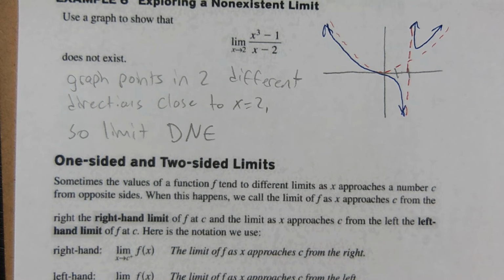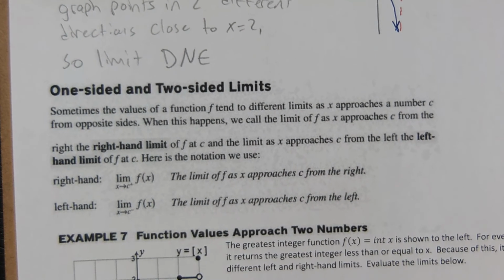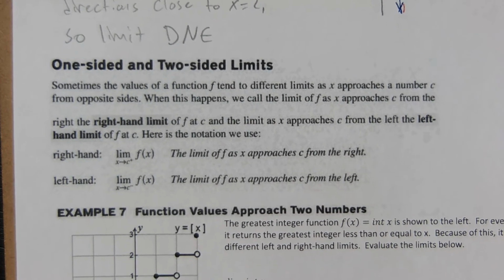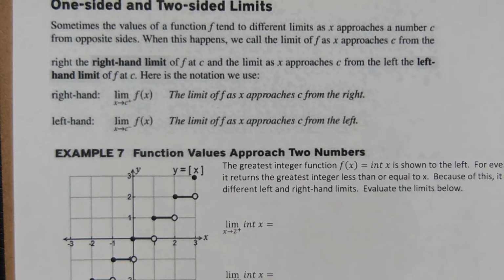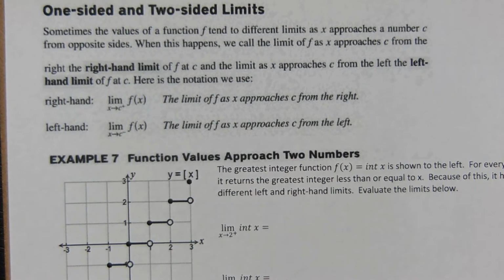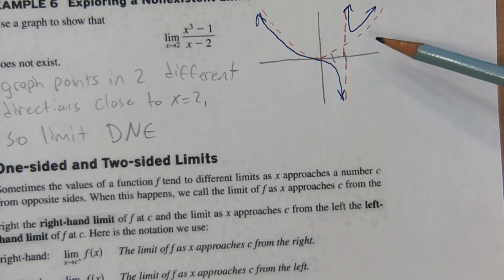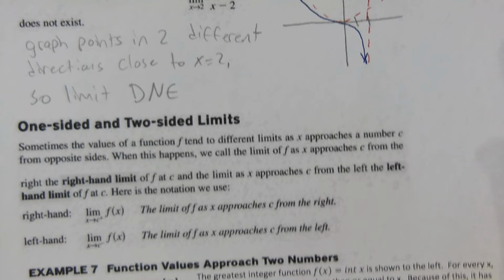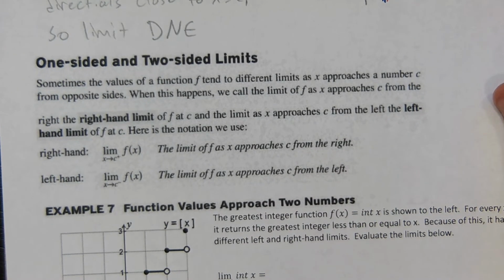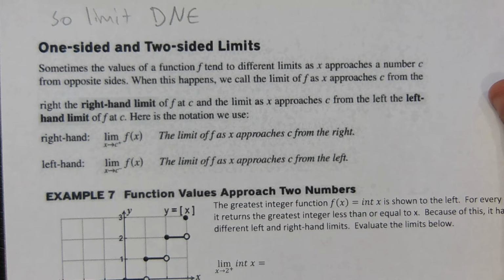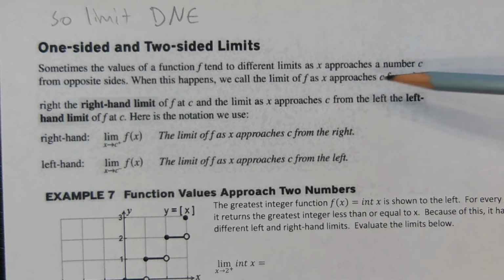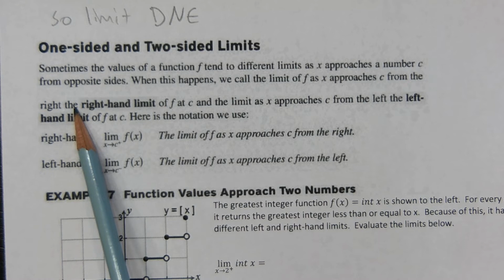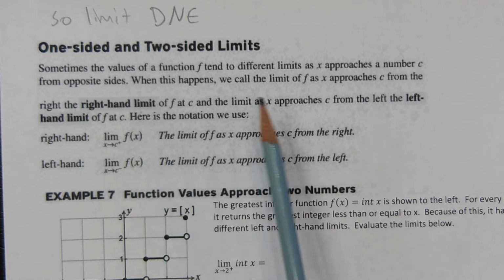So what that leads us to is the concept of a one-sided or two-sided limit. Sometimes the values of a function tend to different limits as x approaches a number. Like you just saw up here, as x got close to 2, our graph went in two different directions. One side went up, one side went down. When this happens, we call the limit of f of x as x approaches c from the right the right-handed limit, and the limit as x approaches c from the left the left-hand limit. So here we have the concept of a right-hand limit and a left-hand limit.